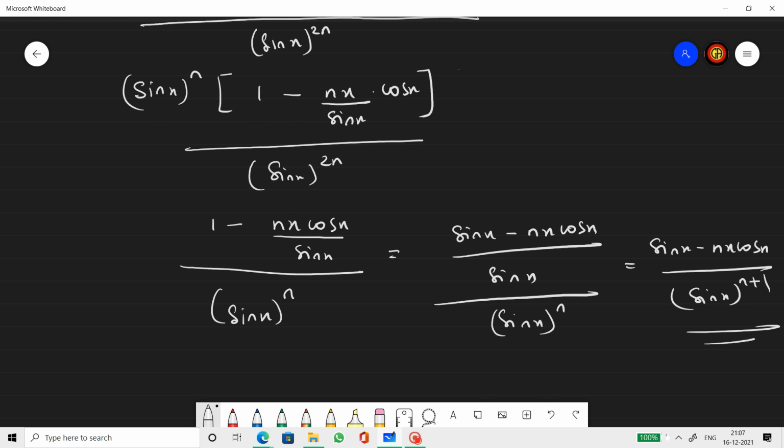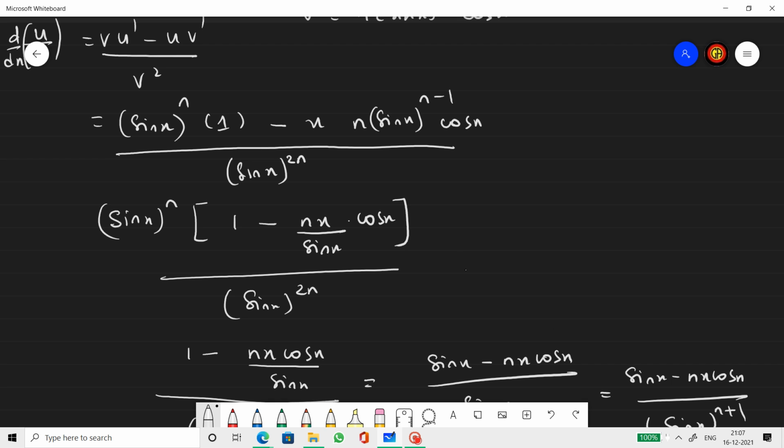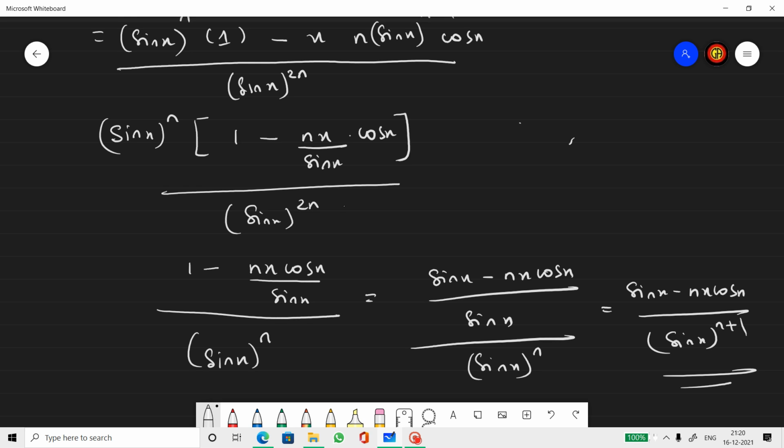So this is the maximum simplification. But don't mind all this. Even if you're able to reach this step, you are clear with differentiation. I'm done with the chain rule.